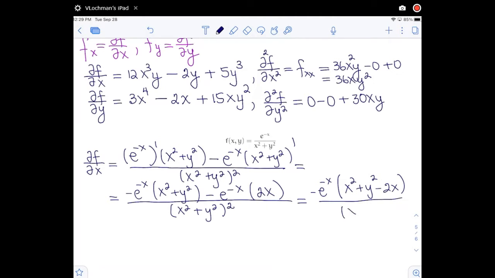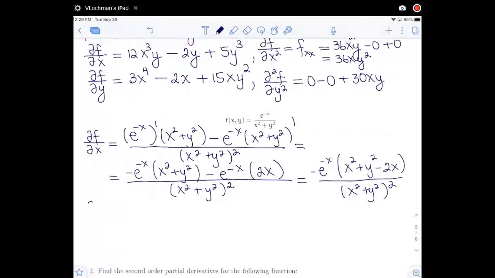So this is our derivative with respect to x. Okay, let's go ahead and do the partial with respect to y. Now I can use the same initial setup, except now I'm going to differentiate it with respect to y. e to the negative x with respect to y, that's 0. So that term is gone.